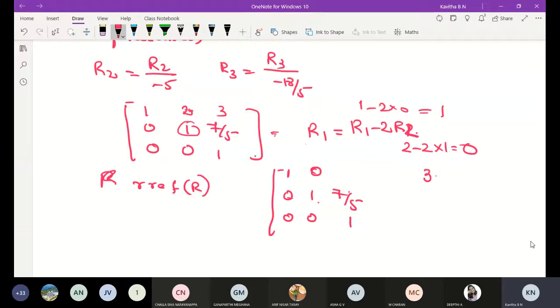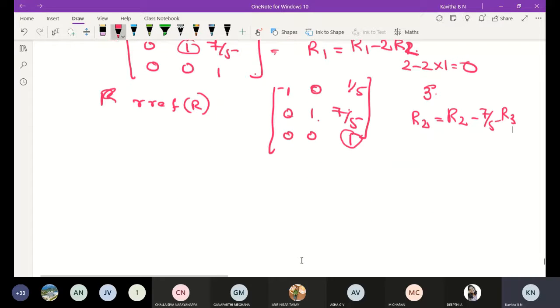Simplify, you will get it here 1 by 5. Okay. The next element we have to do, this one is 0. It means R2 is equal to R2 minus 7 by 5 R3.